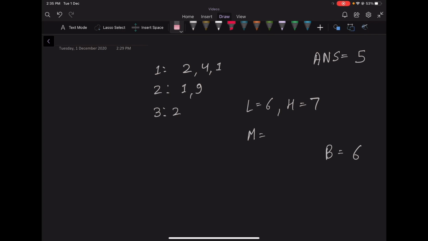Again, mid will be (L plus h) by 2, that is 6. So we'll check if 6 can be our answer. If we check 6, we will take 2 and 4, which sums to 6. We'll take 1 here and we'll take 2 here. The total sum is 6 plus 1 plus 2, that means 9, and that is greater than b. So 6 is not our answer.